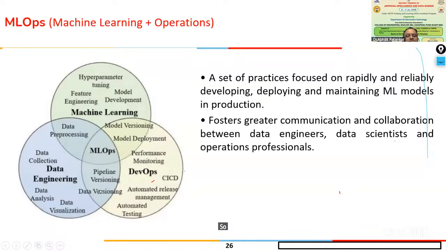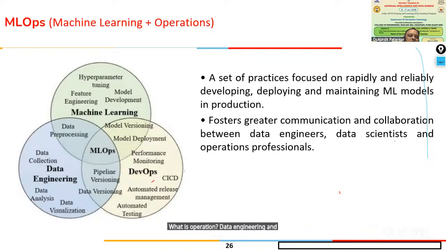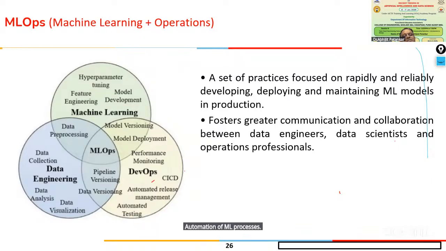All these features, data pre-processing, model versioning, data versioning, come under machine learning operation. So it is an integration of all these three: DevOps, data engineering, and ML. We are at the center with all these activities, and we call them ML ops. So what is ML ops? It is machine learning plus its operation. What is operation? Data engineering and DevOps operation. Mostly it is related to automation. Automation of ML processes comes under ML ops.